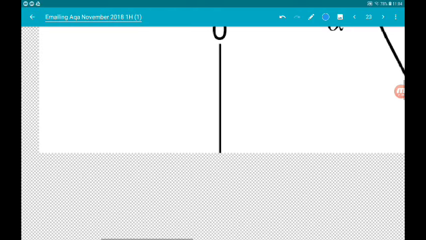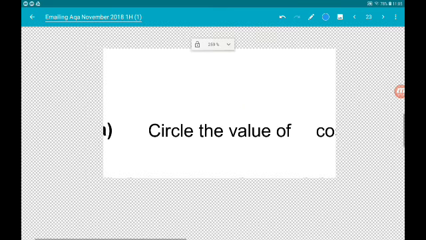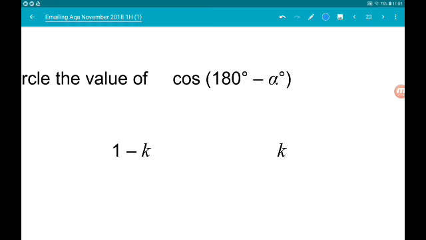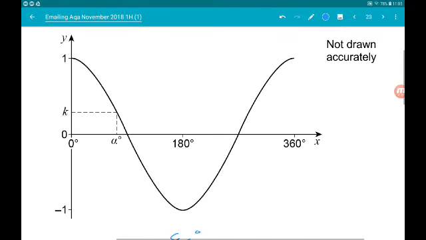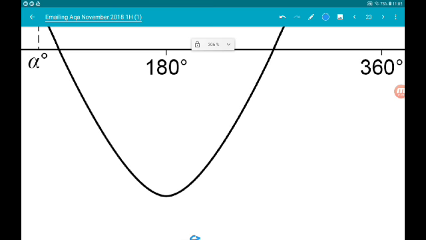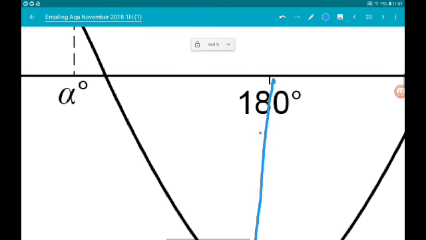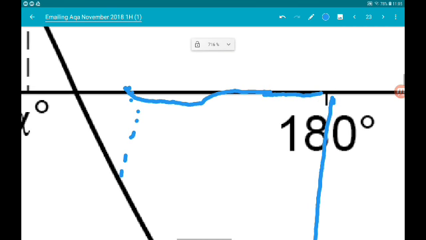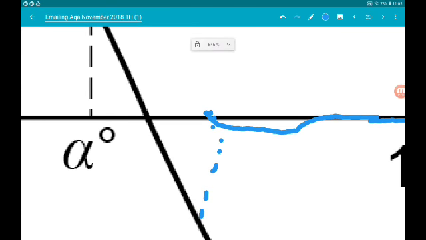So what's happening? So part A wants us to circle the value of cos of 180 minus alpha. Okay, so 180 is here. Now we're going back by alpha. So we're going 180 minus alpha. It's going to be about there. So this point here is 180 minus alpha.